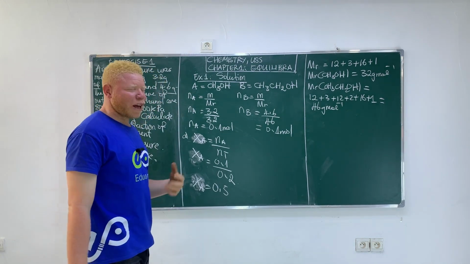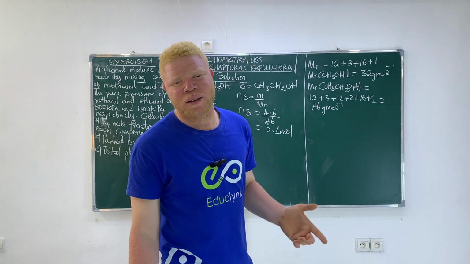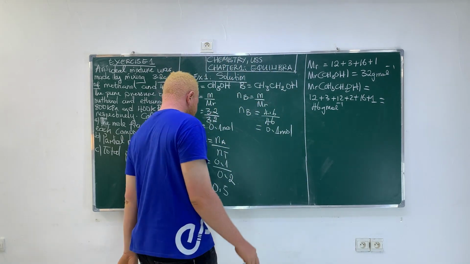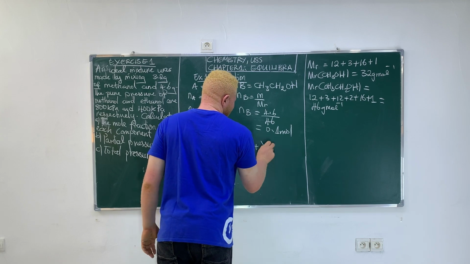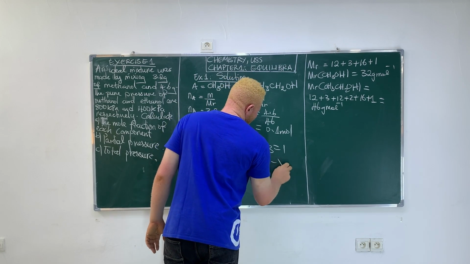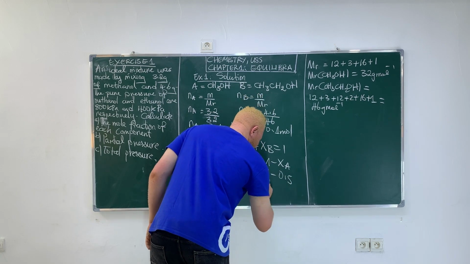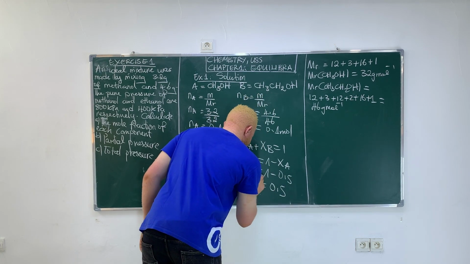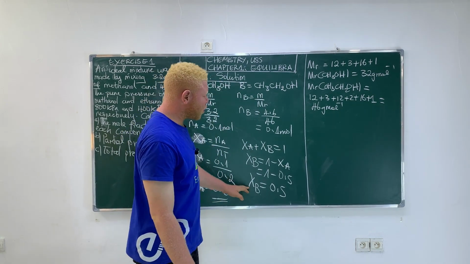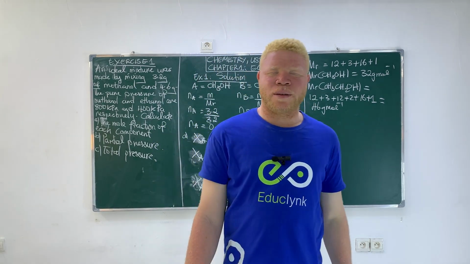Now I will use the other method. In the course of our lesson, I told you that XA plus XB gives 1. So if you have XA, you can get XB. XB is equal to 1 minus XA, which is 1 minus 0.5, which also gives 0.5. So XA is 0.5 and XB is also 0.5. We're done with the first part.